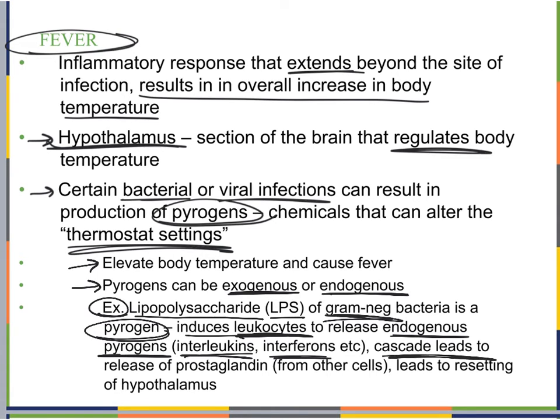Then this cascade is going to lead to the release of prostaglandin from other cells, and then this is going to lead to the resetting of the hypothalamus. So we have our gram-negative bacteria is going to use its lipopolysaccharide as a pyrogen. That tells our white blood cells to release their pyrogens, so interleukins, interferons, etc. And then this kind of cascade is going to lead to the release of prostaglandins, and then the prostaglandins are going to lead to the resetting of the hypothalamus.